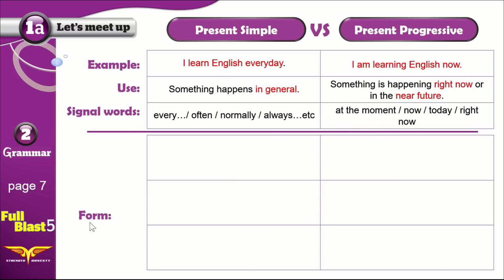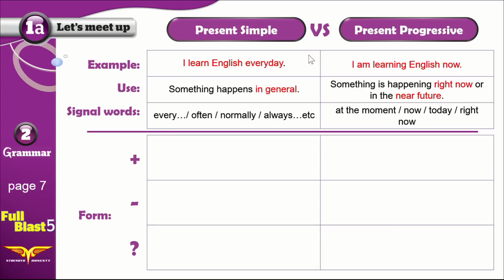Let's move on to form. Form means how you build your sentence. What do you need to make the sentence? When we talk about form, let's talk about first the positive form, and then the negative form, and then the question form.